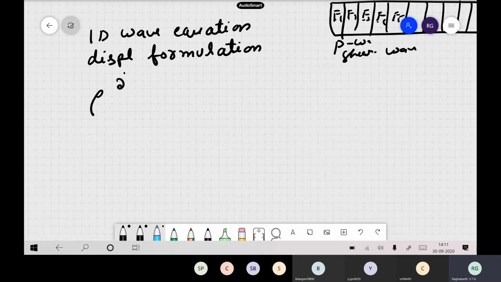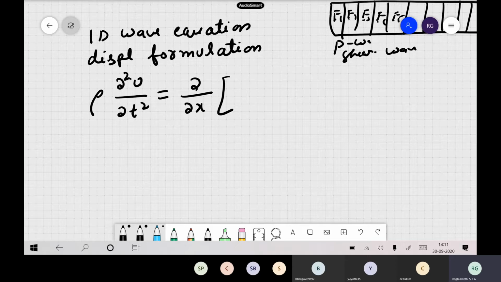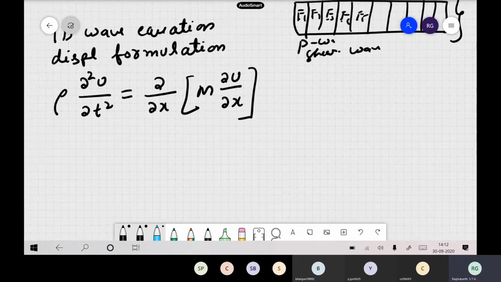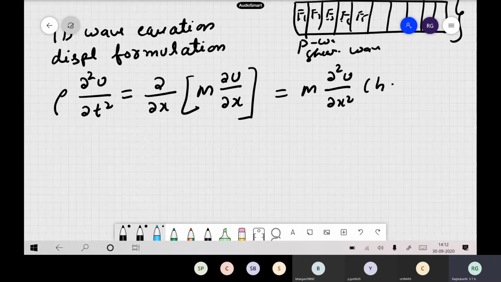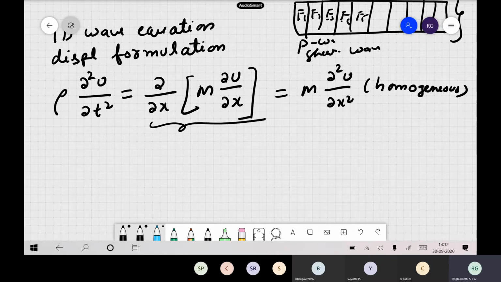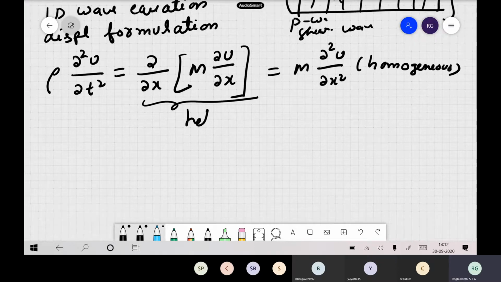So in this equation, dou square u by dou t square. Now our p wave velocity and material property is also varying actually. So we write this as m into dou u by dou x. Suppose if m is a homogeneous medium, then you can write this as dou square u by dou x square. So this is valid for a homogeneous medium. Now suppose if m is also varying, now this is a heterogeneous kind of thing.